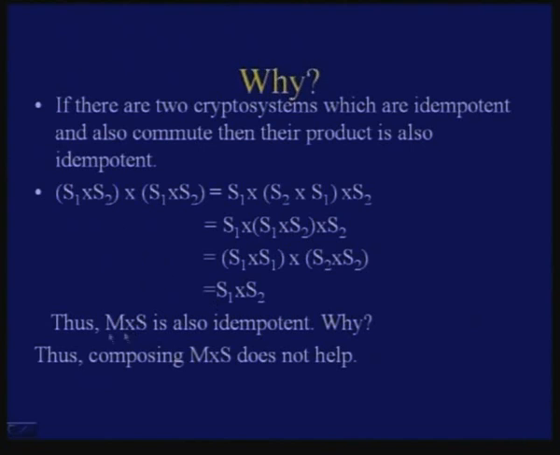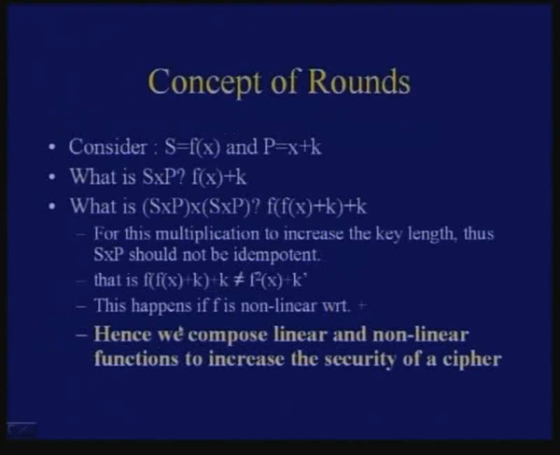In your previous case we had proved that m and s were both idempotent. Can you understand why m cross s is also idempotent? We had proved that m cross s was equal to s cross m, so m and s were commutative, and we had also proved that m cross m is equal to m and s cross s is equal to s, so they were idempotent as well. If you compute their products, essentially you are left with the same thing. So computing their products or composing them doesn't help. Therefore you require some other additional quantity which will help you, and that is the idea of rounds. So what is that feature?